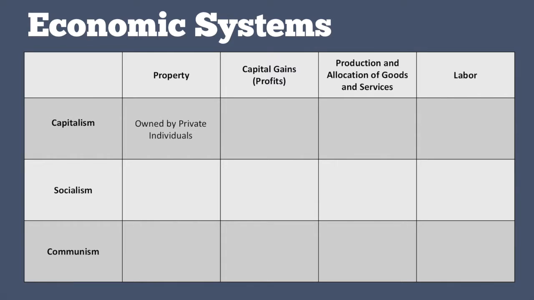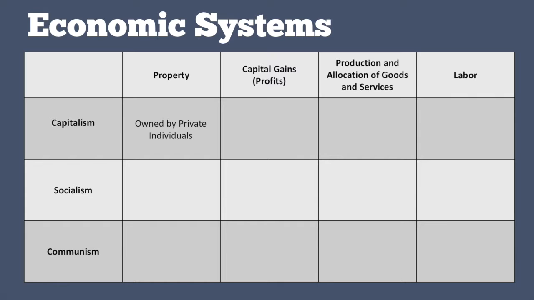So what does property look like under capitalism? Property is owned by private individuals. This one's pretty self-explanatory. In our capitalistic system, you as an individual can own private property. But really what we're talking about here is capital assets. A capital asset is an asset itself that can generate capital. So it can generate a profit on its own.